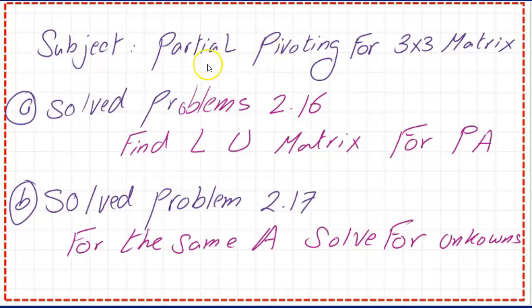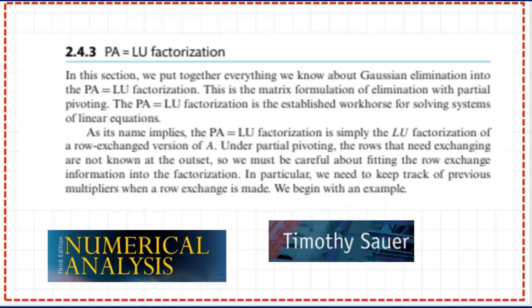Our subject of today is partial pivoting, but this time for a 3 by 3 matrix. We are going to talk about solved problem 216, find the LU matrix for PA, and there is another solved problem 217 for the same A, but this time we will find the unknowns x1, x2, x3, perhaps in another page. We'll move to the second slide.